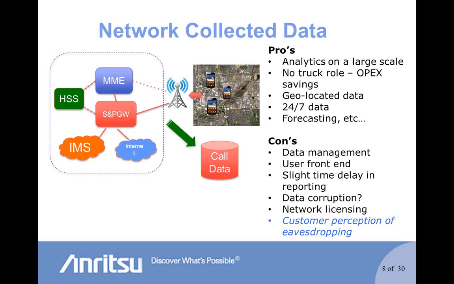Obviously, some of the cons, there's a lot of work that goes into that. There's a lot of servers, a lot of databases, data corruption issues, network licensing, and more importantly, the customer perception of any kind of eavesdropping. So if you're logging devices that belong to your customer, at what point does that not cause issues, right? So those are some of the things that you look at for network collected data. Next slide.